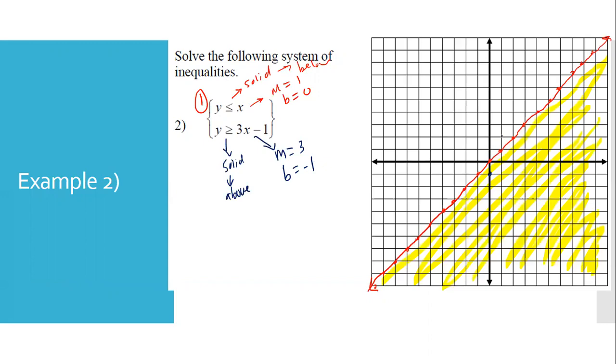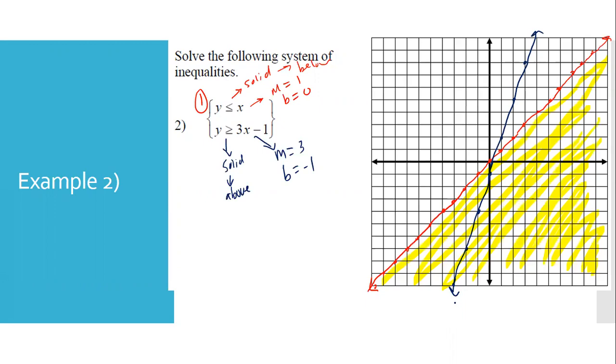From -1, I'm going to rise 3, run 1. 1, 2, 3, run 1. 1, 2, 3, run 1. I ran out of room. Now I'm going to reverse it. 1, 2, 3, left 1, and again, left 1. And I'm going to connect my dots to the very best of my ability. That is the straightest blue line you've seen today.